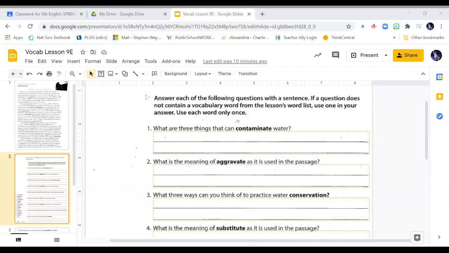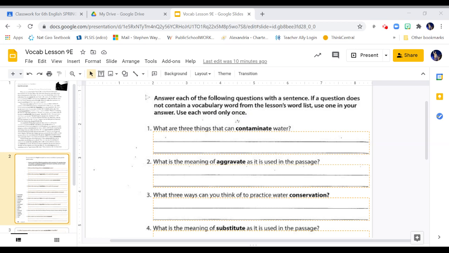All right, here's a little how-to reminder video on how to complete the E sections of our vocabulary packet. Today I'm using the 9E for this week as our example. The directions say answer each of the following questions with a sentence. If a question does not contain a vocabulary word from the lesson's word list, use one in your answer. Use each word only one time.